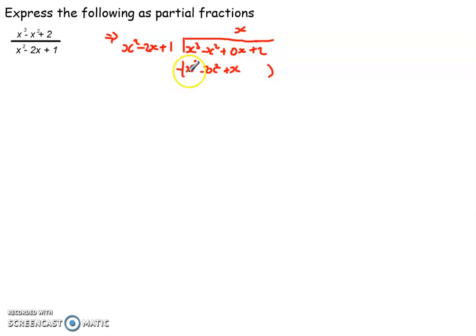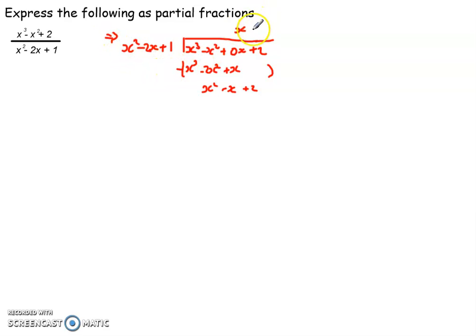So x cubed minus x cubed is nothing. Negative x squared, take away negative 2x squared. So negative x squared plus 2x squared gives me x squared. No x, take away an x, gives me a minus x. Then I've got a plus 2. Now if I look here, my highest power here is equivalent to the highest power here, so I go yet again. But because they're equivalent, I know this is the last time.